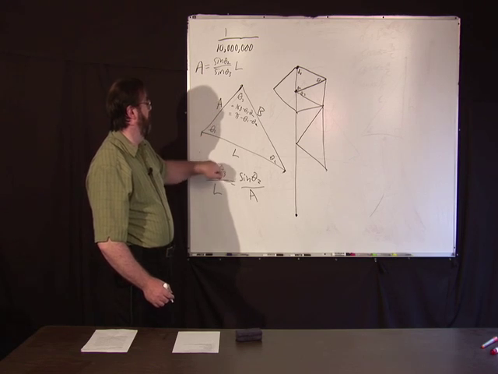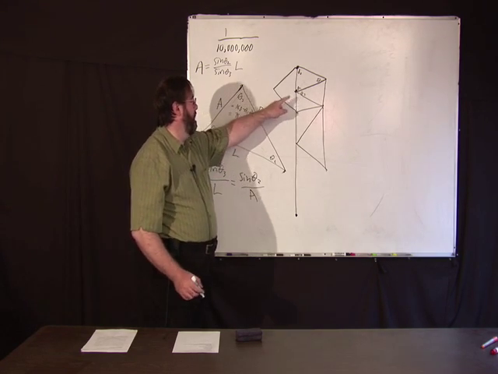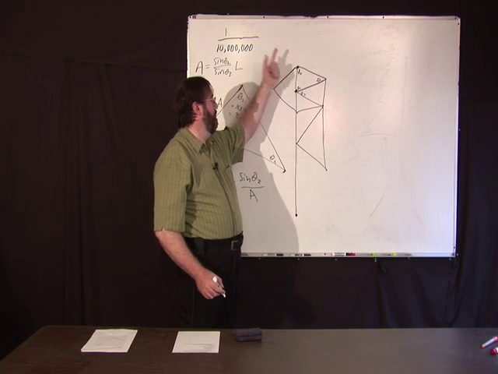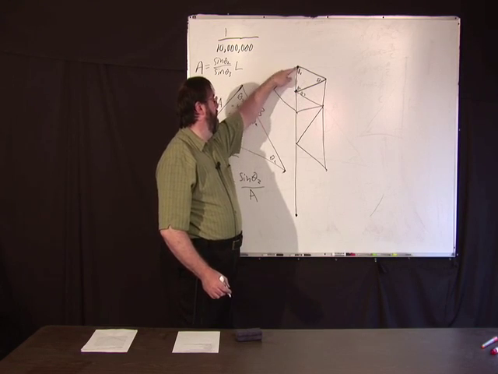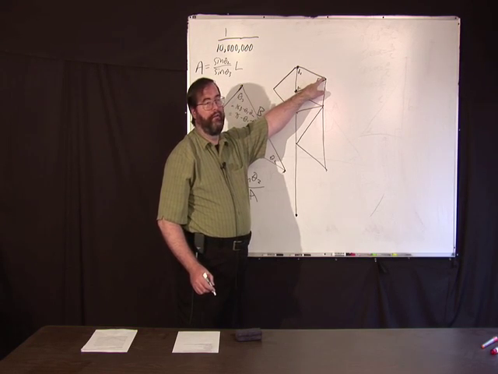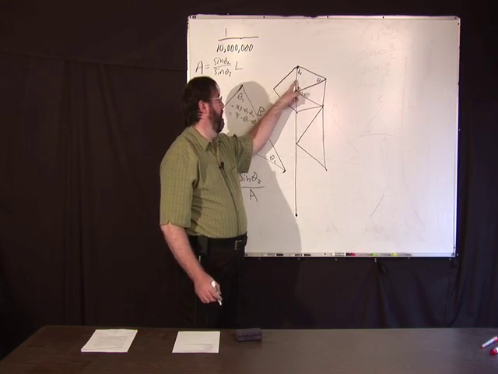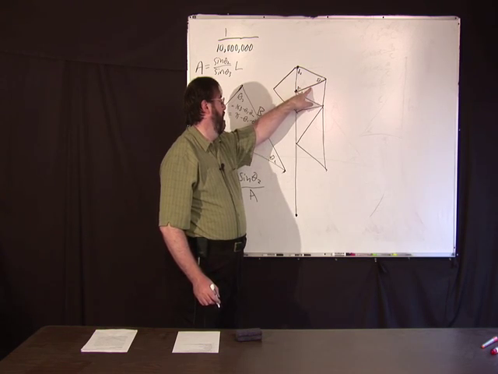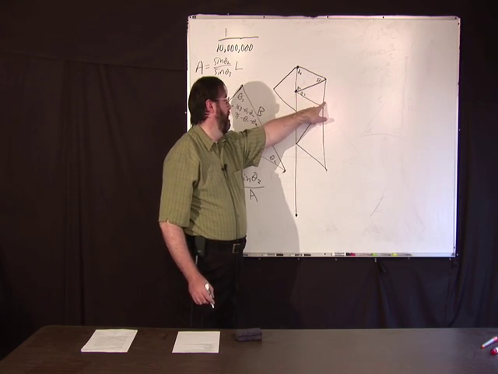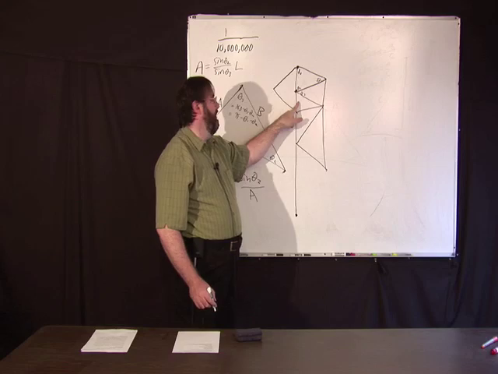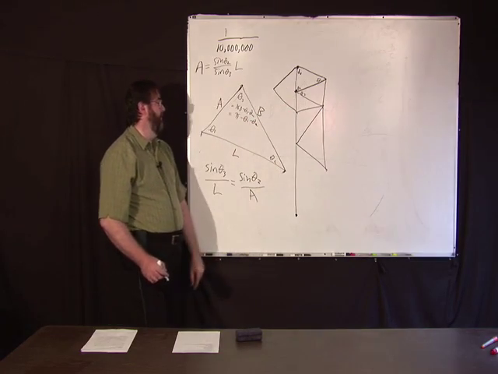And then you can repeat that with the next triangle. Let's say you did this triangle first and you knew this distance first. Then you can compute these two distances. Well, you have a base here, you have a base here. You can now compute these two distances. Therefore, you can compute this distance. And you can work your way down the triangles.